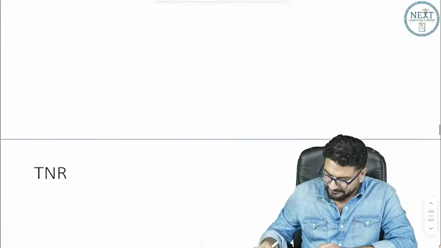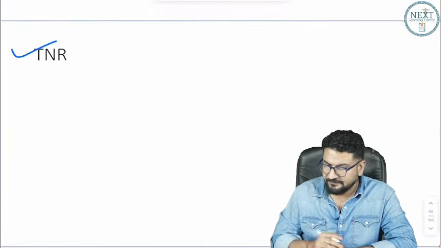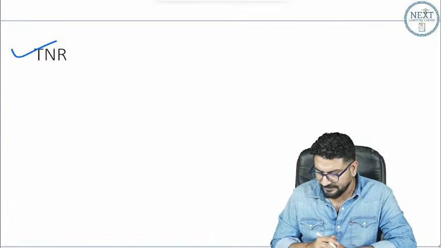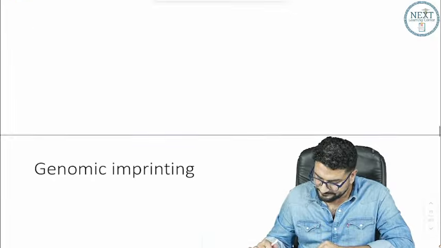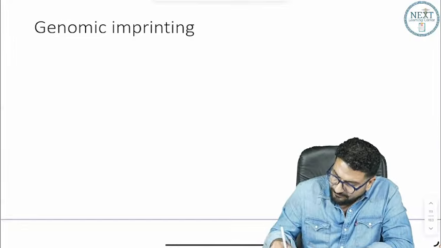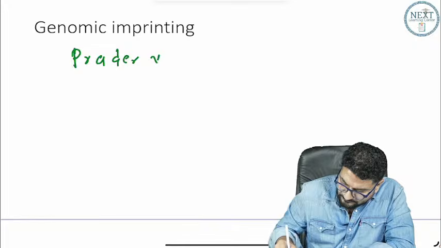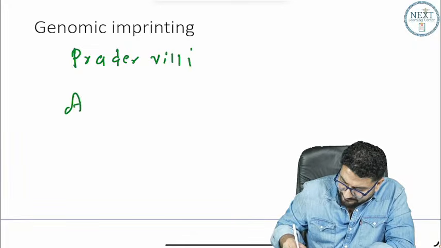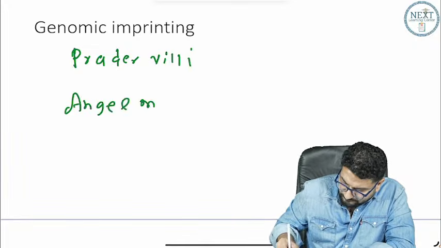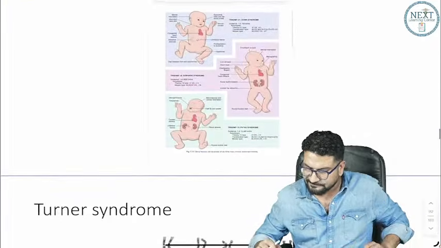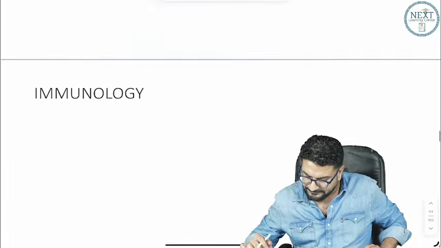Again, that's an important topic. This we have already discussed. Trinucleotide repeats, like Huntington, myotonic dystrophy. Genomic imprinting, we have Prader-Willi and Angelman syndrome. Then this is again, you can see Turner syndrome.